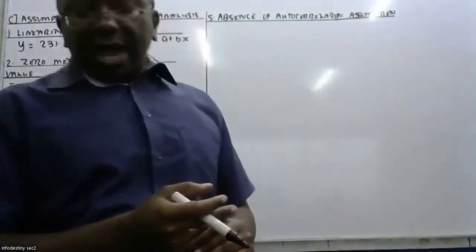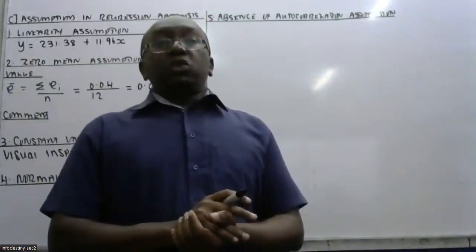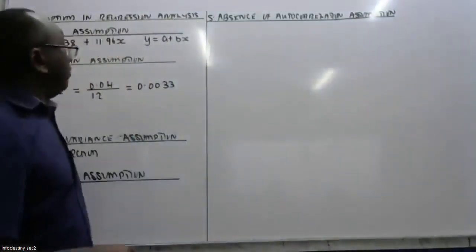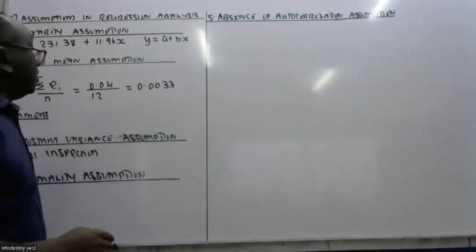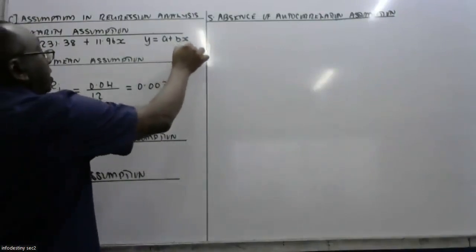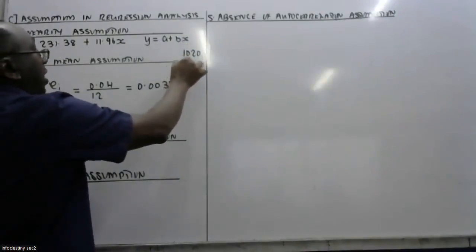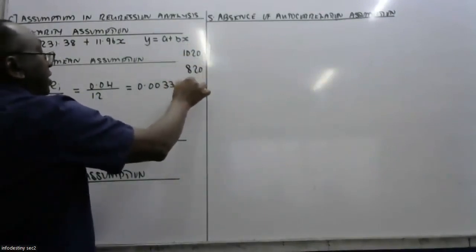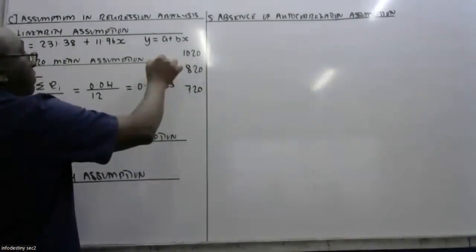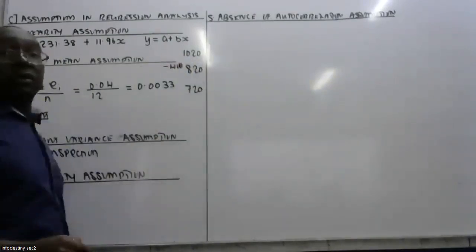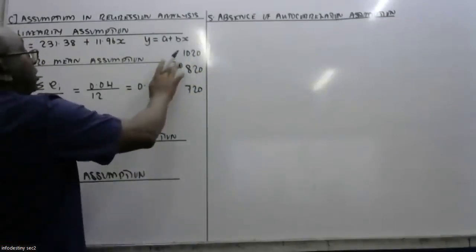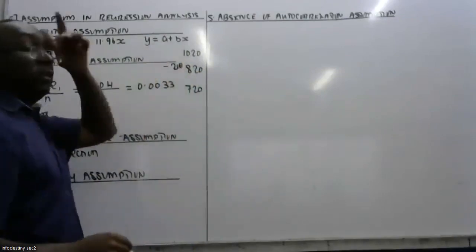The first way is where you check by visual observation. Go to the original values of y. The first value of y is 1020, the second value 820, the third 720. Now look here. What's the difference here? It is like we have subtracted 200.